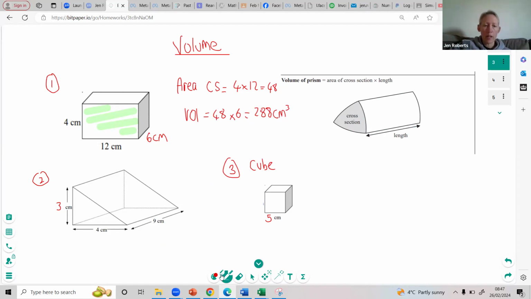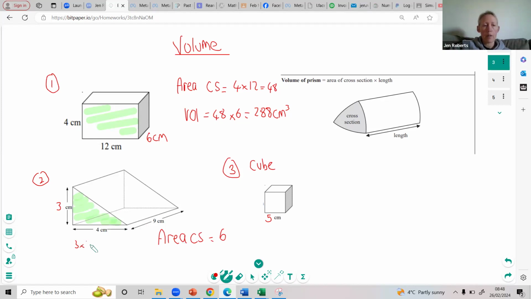Okay, if we look at this second shape, we've got a triangular prism. So look at this cross-section. We might think of it as the front face. What shape is that? It's a triangle. How do you find the area of a triangle? Base times height divided by 2. 3 times 4 is 12. 12 divided by 2 is 6. The area of that cross-section is 6 centimetres squared.